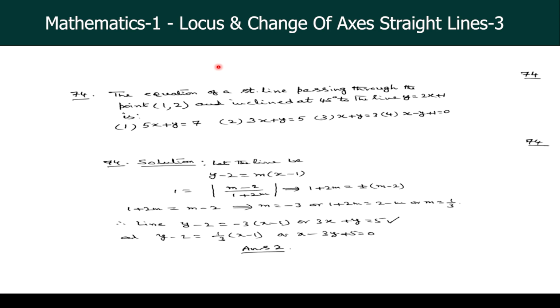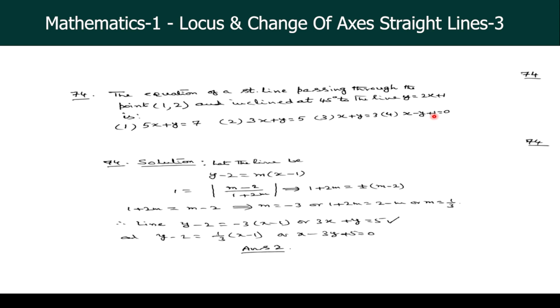74. The equation of a straight line passing through the point (1, 2) and inclined at 45 degrees to the line y is equal to 2x plus 1 is: 5x plus y is equal to 7; 3x plus y is equal to 5; 3x plus y is equal to 3; x minus y plus 1 equal to 0.